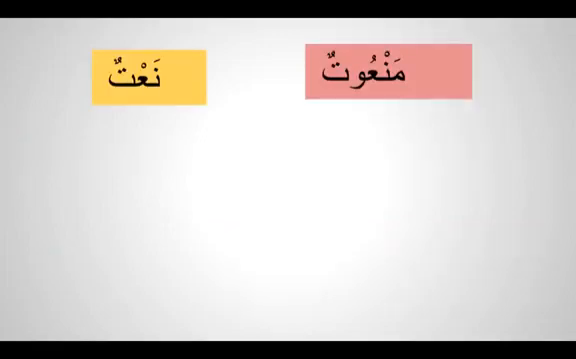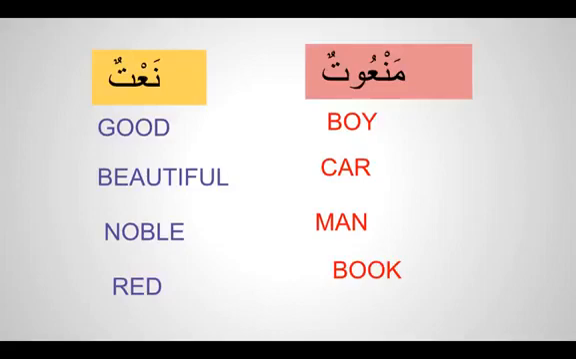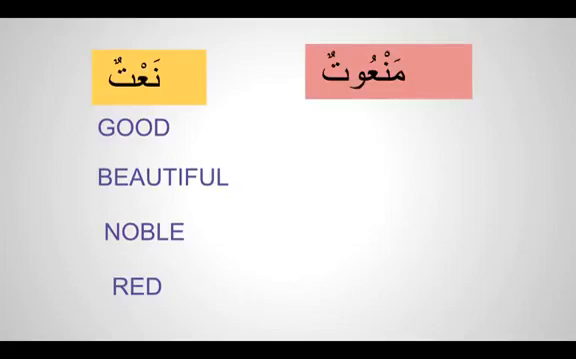In English, if you see the way it is written, we have a good boy. The adjective comes first, that is good, and the person or the object being described comes next. So we say he is a good boy, this is a beautiful car, he is a noble man, this is a red book. Here the naat comes first and then the man'ut.